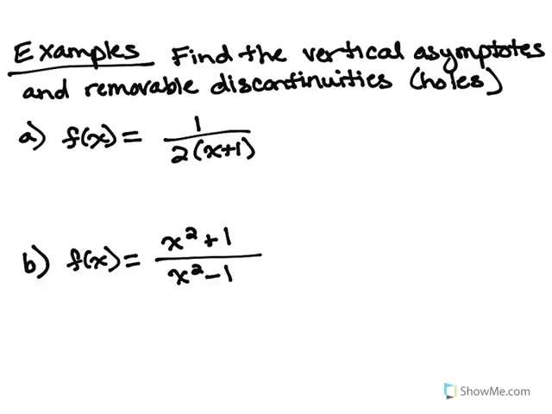All right, so let's look at these functions. We're going to find the vertical asymptotes and the holes. So my first one, what is x not allowed to be? x can't equal negative 1. That's not in the domain of the function. Is there anything I can simplify that with in the numerator? No. So that one's a vertical asymptote. So we're going to say we have a vertical asymptote at x equals negative 1.